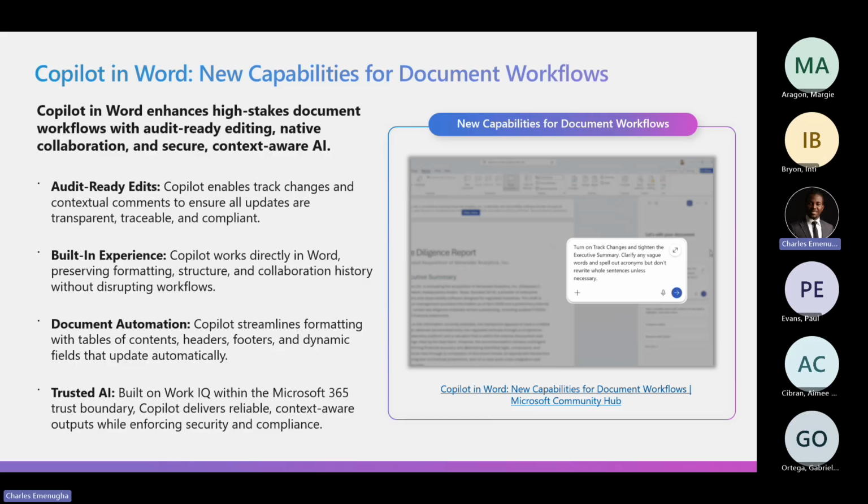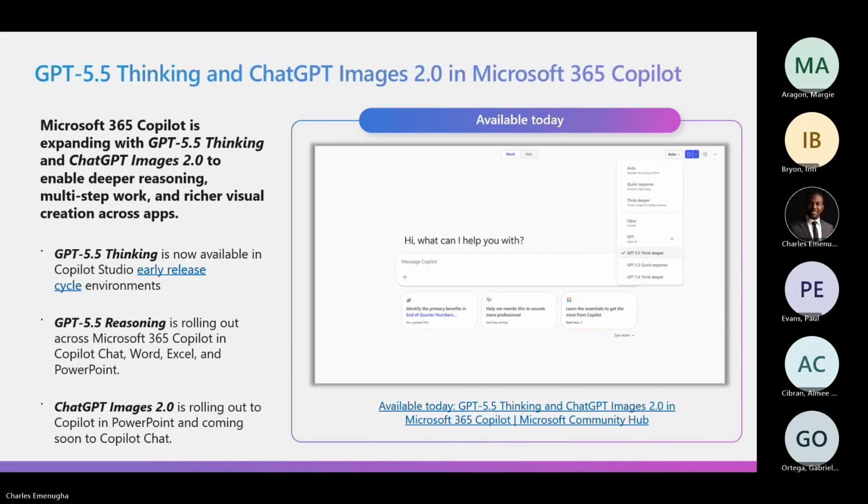What this really means is Margie can simply open that file that Gabriella has sent and then ask Copilot to edit a section of that document. Copilot will then turn on track changes automatically so that Gabriella sees the changes that are being made in real time. Cool. So that's really an example of the new document workflow capabilities that have been added to Copilot in Microsoft Word.